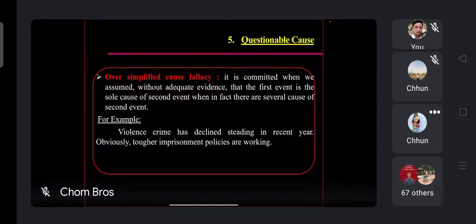For example, violent crime has declined steadily in recent years. Obviously, the tougher imprisonment policy is working. For this example, we can see that the arguer oversimplifies the situation by ignoring other causes that have likely contributed to the falling crime rate. That's all from my part. Please move to another presenter.